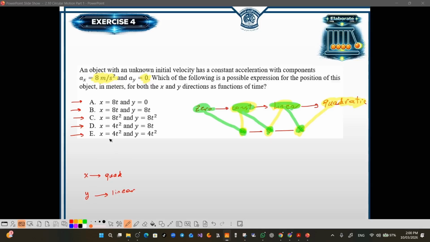No, x should be quadratic. So not A, because x is not quadratic. Now we're left with three choices. And y should be linear, so it cannot be quadratic. It should be linear. So the correct answer is D, because D has quadratic x and linear y.